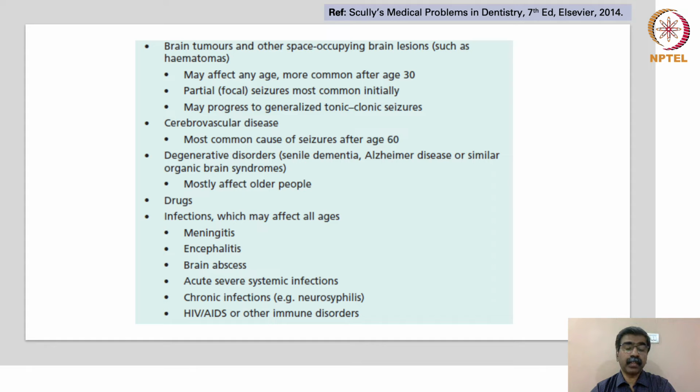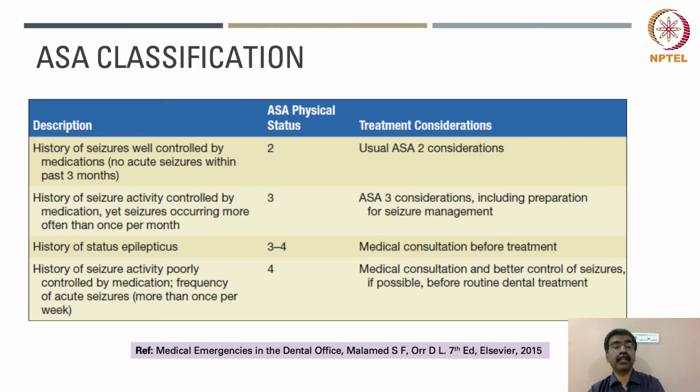Many drugs can also be the reason for epilepsy. Infections like meningitis, encephalitis, brain abscess, acute severe systemic infections, chronic infections like neurosyphilis, HIV, or any other immune disorders.